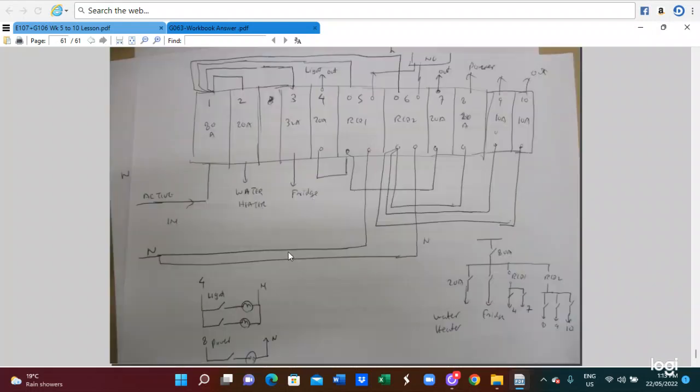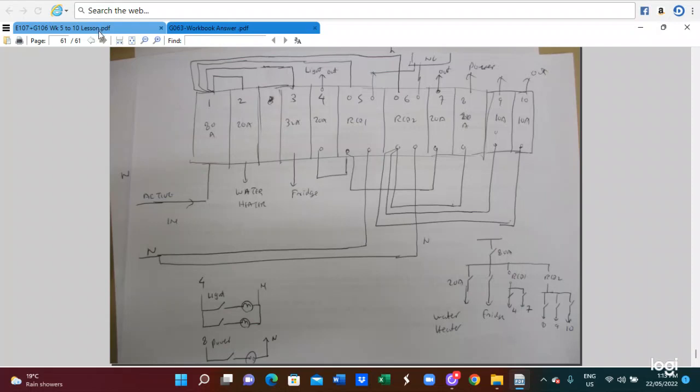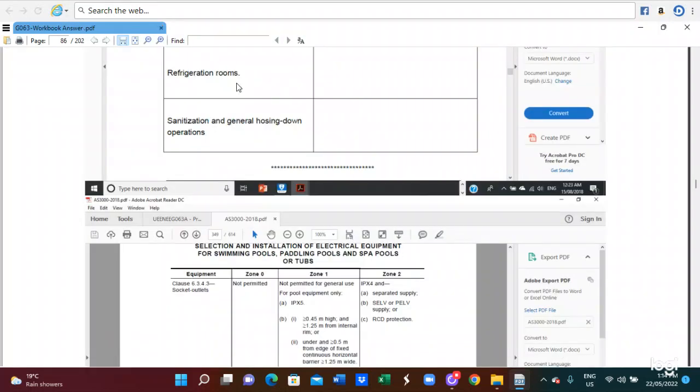So today's trade two, what I teach you is the cable, the cable protection system, and a circuit wiring diagram. Now E107, G106. This is the E107, G106, we finish. Then we also talk about the G106 answer for the electrical trade 2.